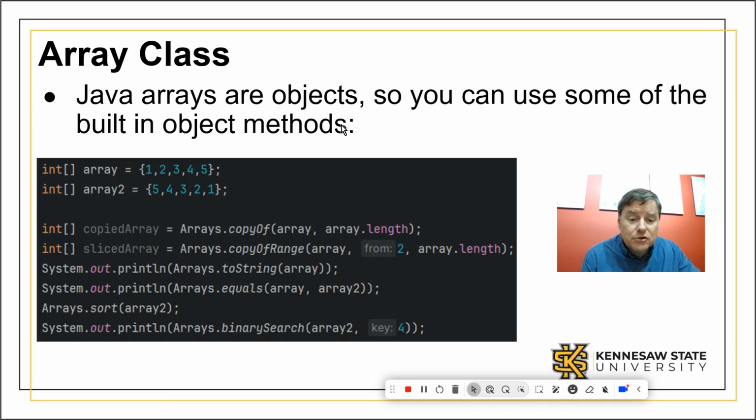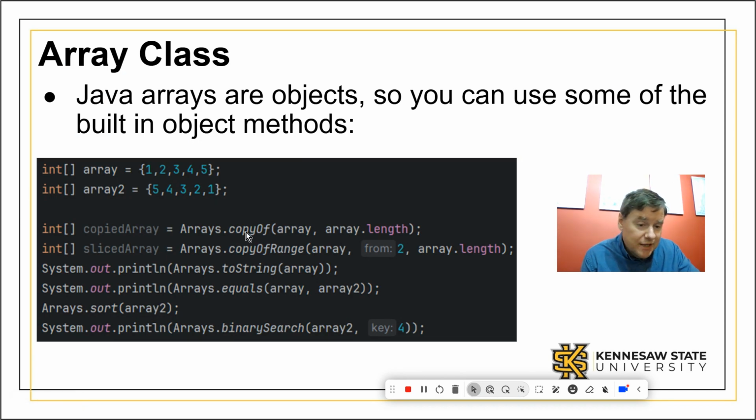All right, Java arrays are objects, so you can also use some built-in functions. So there are a couple of functions that make life easier. So here we declared 2 arrays, and then we can do Arrays.copyOf, which will give us a copy of an array. That makes 1 copy.